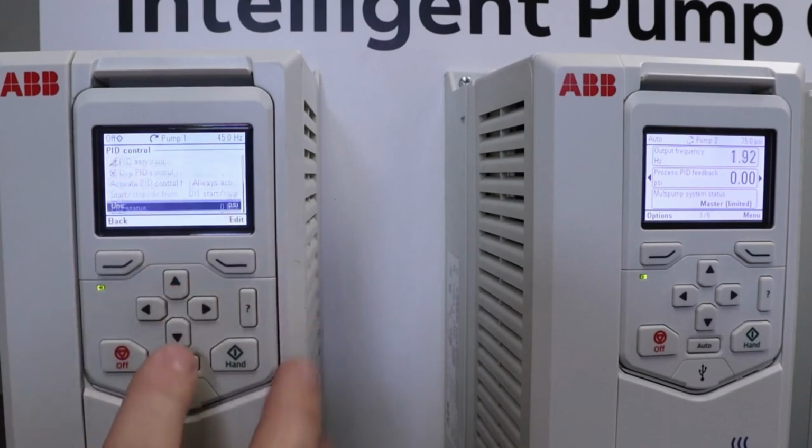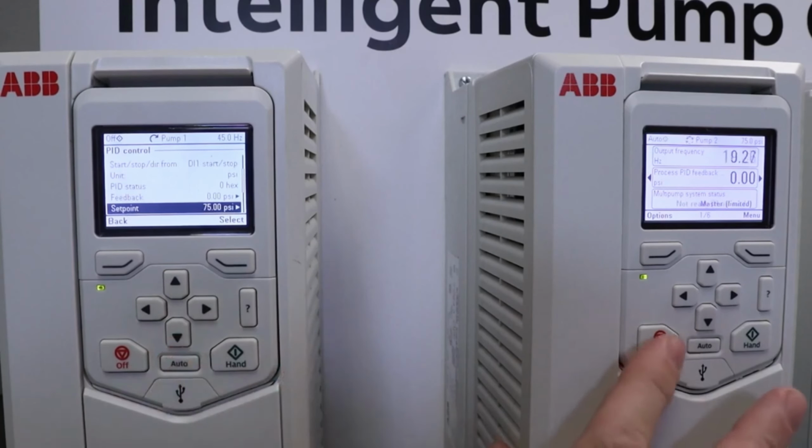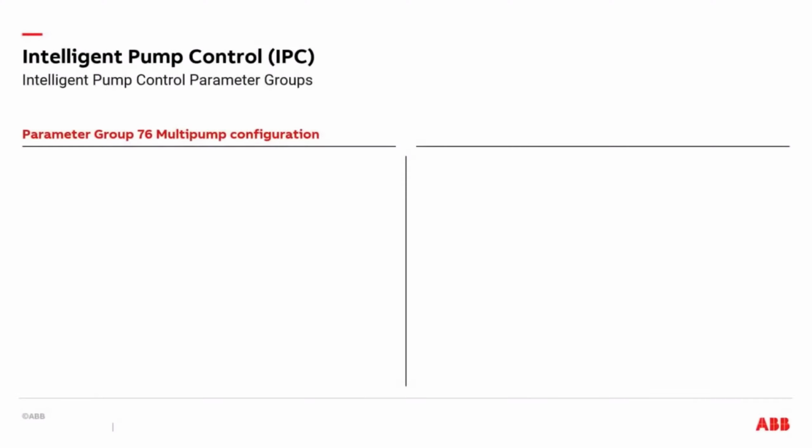and it's all been transferred through the inverter-to-inverter transfer system. And I'm going to stop the drives right now. We've been programming the intelligent pump control through primary settings. Let's take a look at the parameter groups for intelligent pump control.